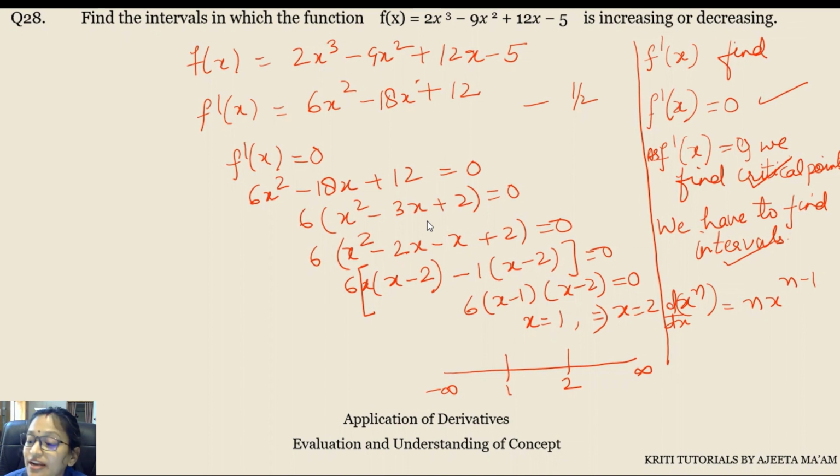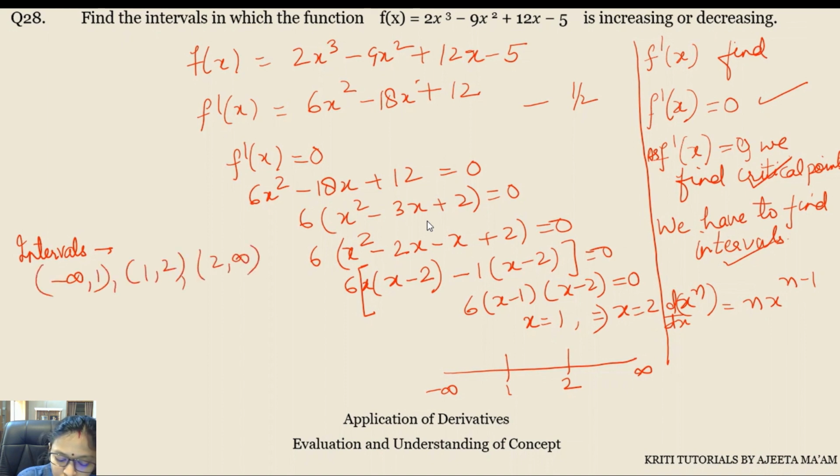Now we have the intervals with us. Now what are the intervals that we are getting here? The intervals that we are getting here are minus infinity to 1, 1 to 2, and 2 to infinity. Right? So minus infinity to 1, 1 to 2, 2 to infinity. So three intervals are there.